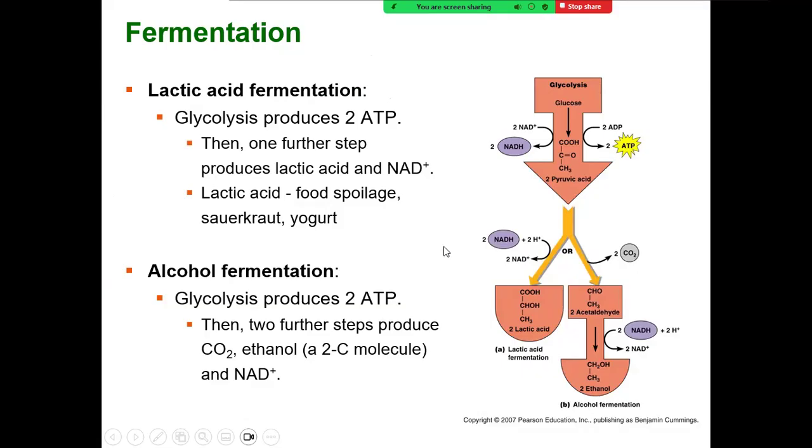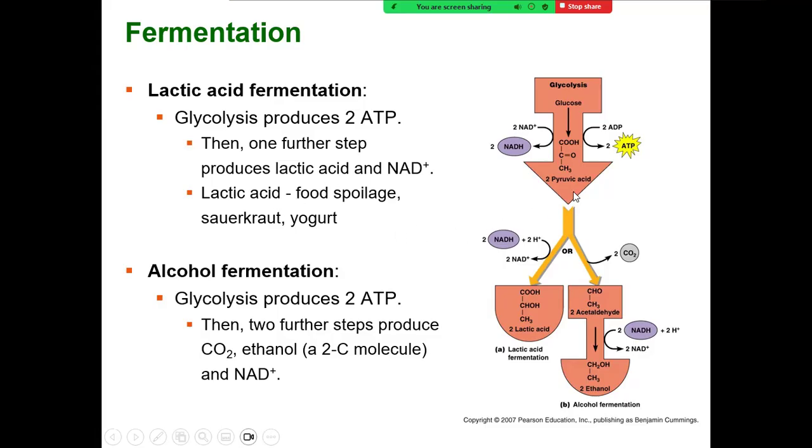This is a fairly common chemical reaction in living cells because a food spoilage organism could make lactic acid. Sauerkraut uses lactic acid fermentation. Yogurt uses lactic acid fermentation. Most cheeses use lactic acid fermentation, like cheddar cheese, for example. Yogurt, I already mentioned that one. Sauerkraut, I got that there. Never mind. Chocolate uses lactic acid fermentation.